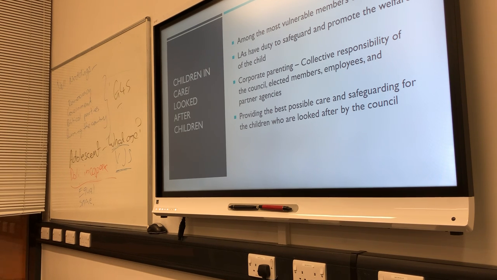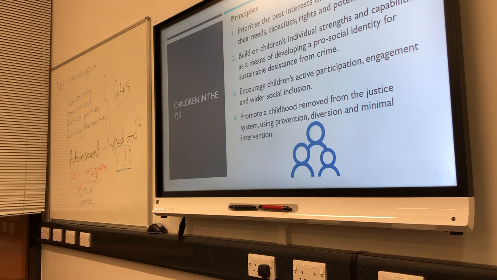Because children are being looked after effectively by the local authorities, this is known as corporate parenting, i.e. it is collective, it's being done in conjunction with others. So it's that cooperation. And the responsibility is to make sure the best possible care is provided for these children. And then we have children in the youth justice system.